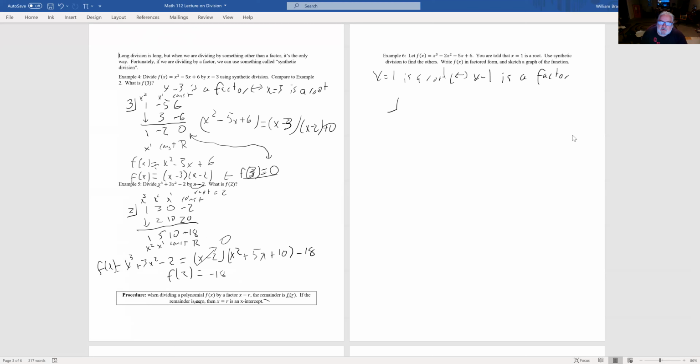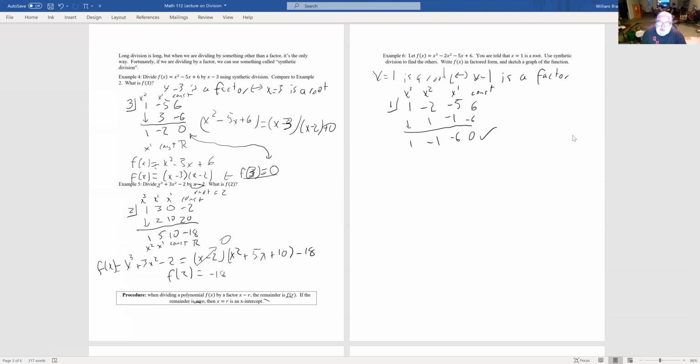So put the root here, put our coefficients, 1, minus 2, minus 5, 6. This is my x cubed term. This is my x squared. This is my x to the first. This is my constant. I'm going to do my synthetic division. Bring down the 1. 1 times 1 is 1. Minus 2 plus 1 is minus 1. 1 times minus 1 is minus 1. Minus 5 plus minus 1 is minus 6. 1 times minus 6 is minus 6. 6 plus minus 6 is 0. We like that because we want this to be a factor.